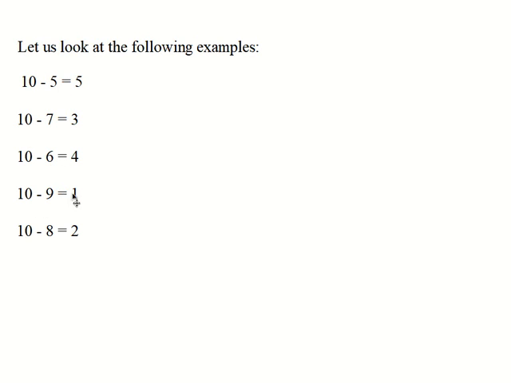10 minus 9 equals 1. If we have 10, we take away 9, we will get 1. And then we have 10 minus 8 is equal to 2. We have 10, we take away 8, the remaining will be 2.